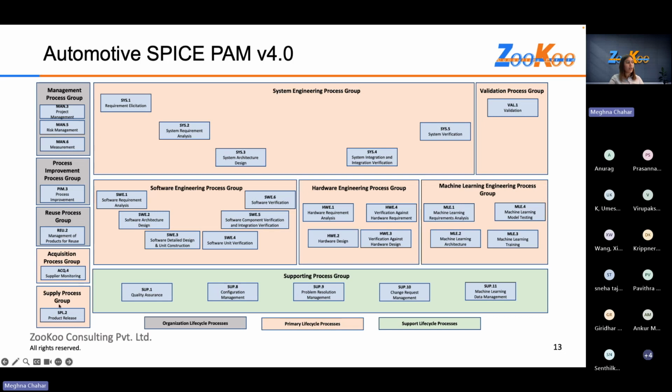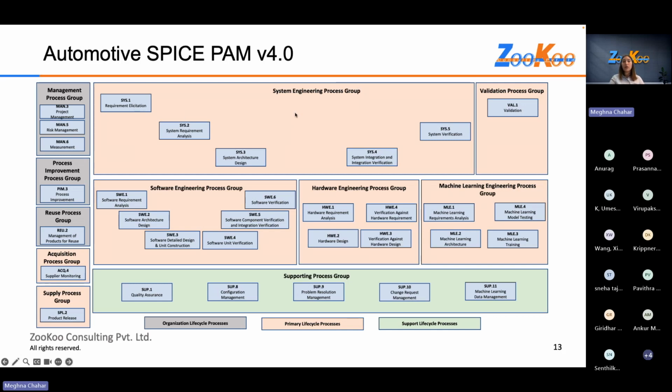Same way, the supplier process group. Only product release was left. Similarly the supporting process group. And additionally, yes, we still have 3 life cycles, but we have more process groups. So 3 new process groups were added in Automotive Spice PAM 4.0. For hardware, as I was saying, we have hardware processes 4. We have 4 machine learning engineering processes. Validation, yes, somewhat we can try to map it with SYS.5.